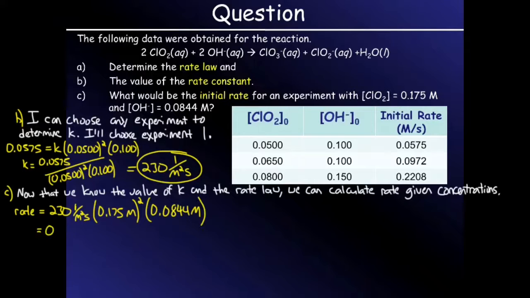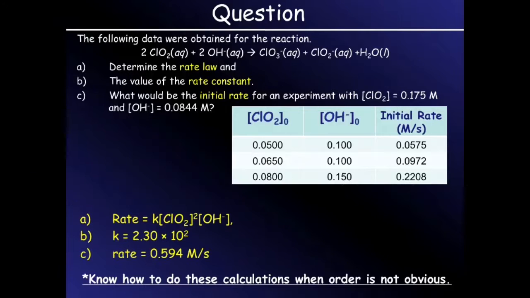For part C, to determine the initial rate for an experiment that has ClO2 at 0.175 molar and hydroxide at 0.0844 molar, I simply need to plug in these concentrations, my K value, and my order, and solve for rate, remembering that rate always has units of concentration over time.